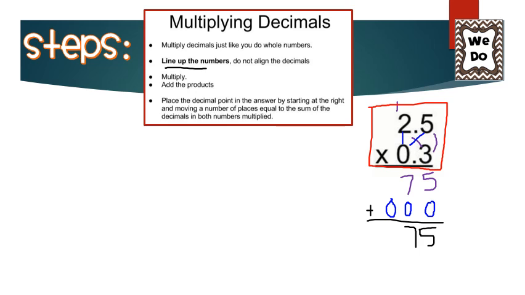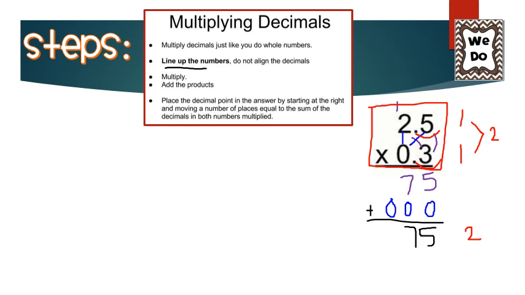So we're just looking at our factors, our top factors, the numbers that we multiplied together to get the answer, and we need to count how many decimal places we have. In the top one, we have 1. There's only one number to the right of that decimal. And in our second one, 0.3, we have 1. There's only one number to the right of the decimal. Add those together, we get 2 decimal places. So that's how much we're going to move our decimal point to the left in our answer.